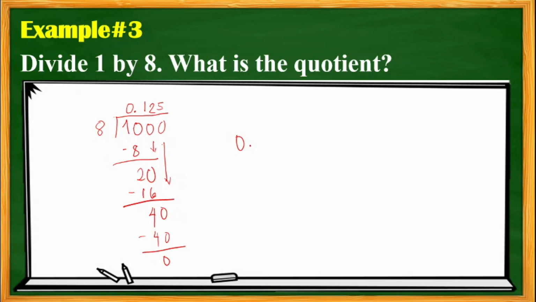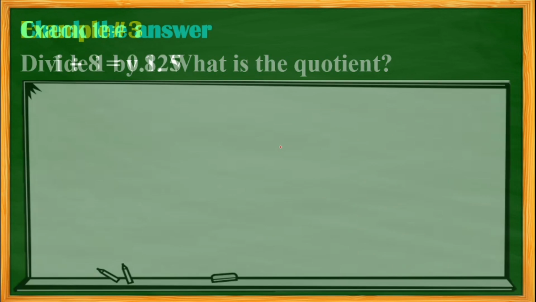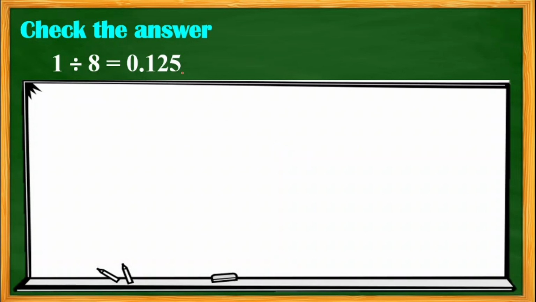So let's check our answer. The answer is 0.125, which is 125 thousandths. So this would be the quotient, 125 thousandths. Multiply this by 8. If the product is 1, we got the correct answer.